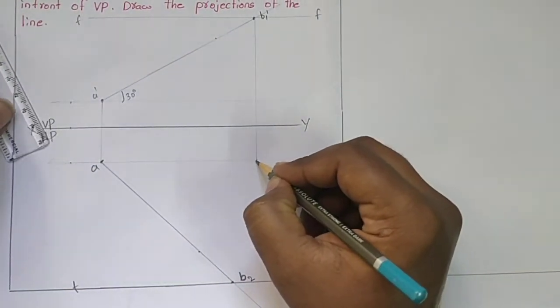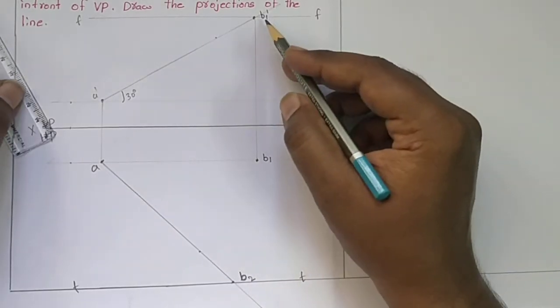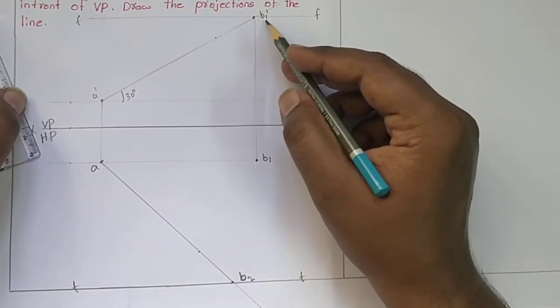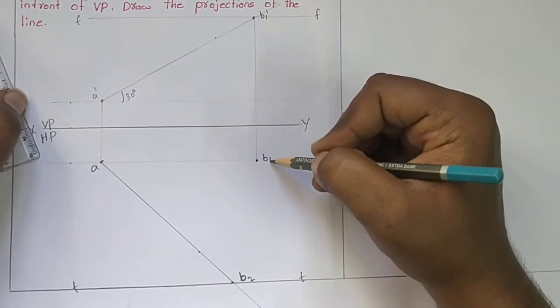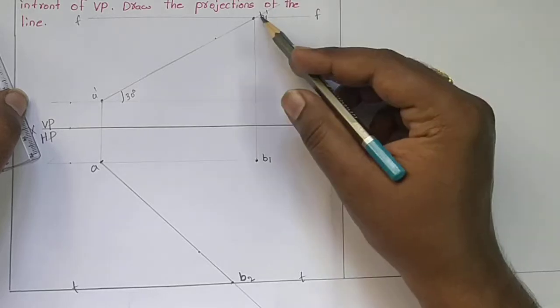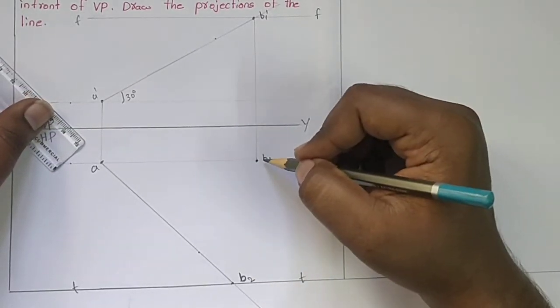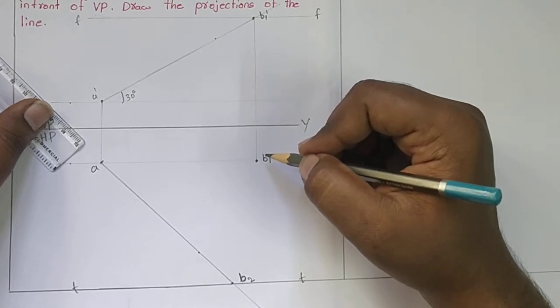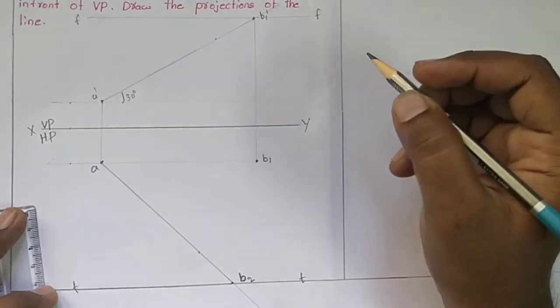You got one point. This one is B1. Suppose the point is in the vertical plane, it is B1 dash. If it is in the horizontal plane, it is B1. It is the top view of point B1 dash. It is the top view of line AB. We need to project this line on the top view.